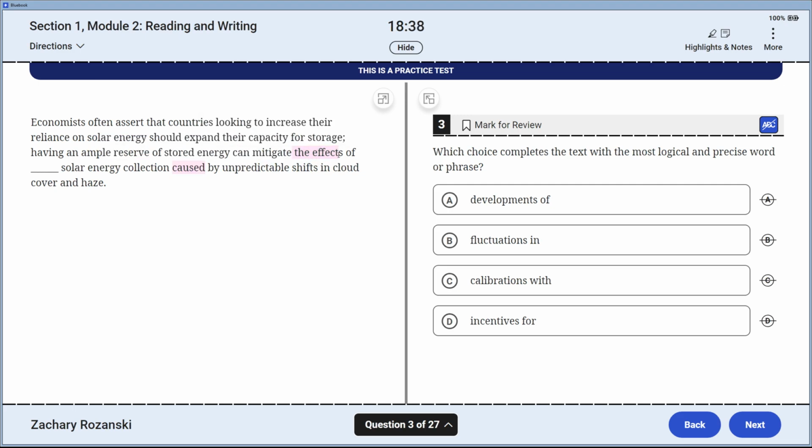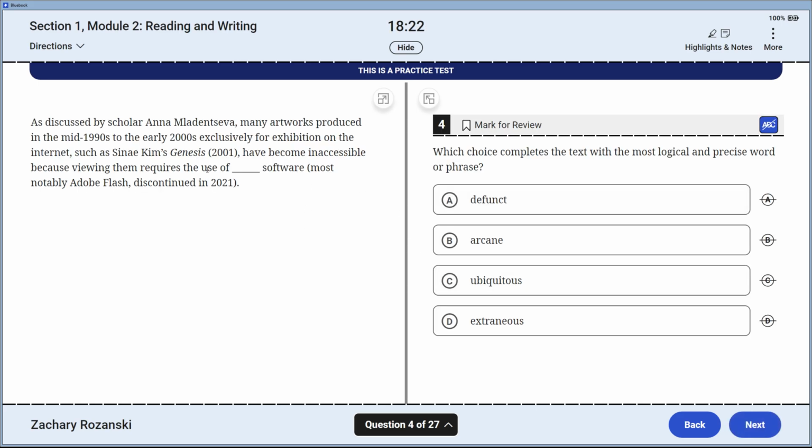The affix could kick me back one. I could go in either direction. If I did the effects, looking to increase the capacity, that doesn't help me with any of these items. Caused by unpredictable shifts. This is going to be it because unpredictable shifts maps onto fluctuations. Pick it and move on.